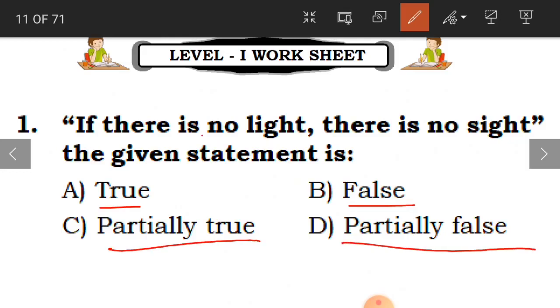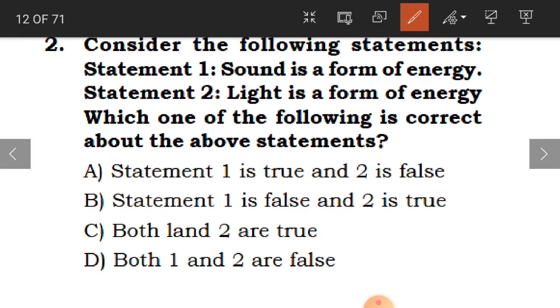And what is the question? If there is no light, no sight. Is it true, children? Yes. So if there is no light, will you be able to see anything? No. So that is why this statement is true. Clear?